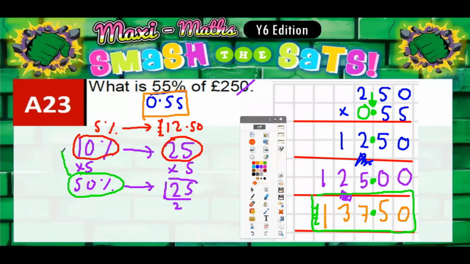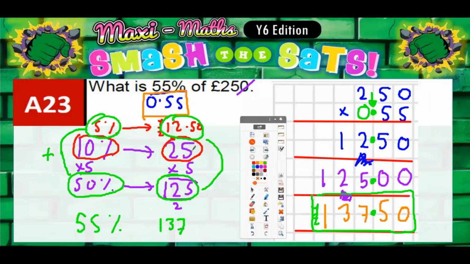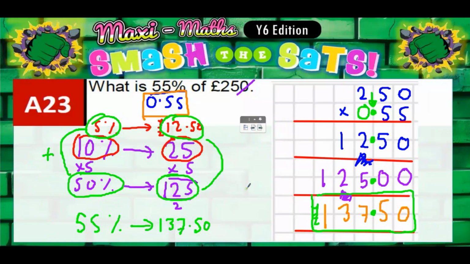And then what you'd have to do then is get your 50% and add it to the 5%. So you would add those two together. 50% add 5% is 55%. So 125 add £12.50. Well, 125 add 12 is 137, and then your 50p is £137.50. And that is the exact same answer as what we got the other way. So correct answer, £137.50.